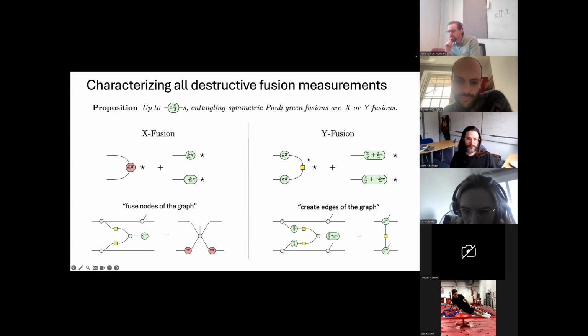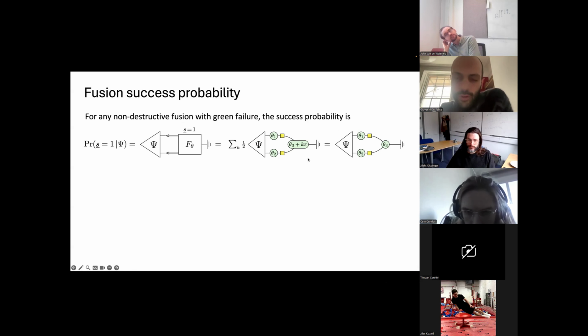Then you will get this diagram. And you see, this doesn't really simplify much further because it will really depend on what psi is. So the probability of success of the fusion is not some fixed value, but it will depend on the input state. So there are obviously states for which the fusion always succeeds and states for which the fusion always fails.